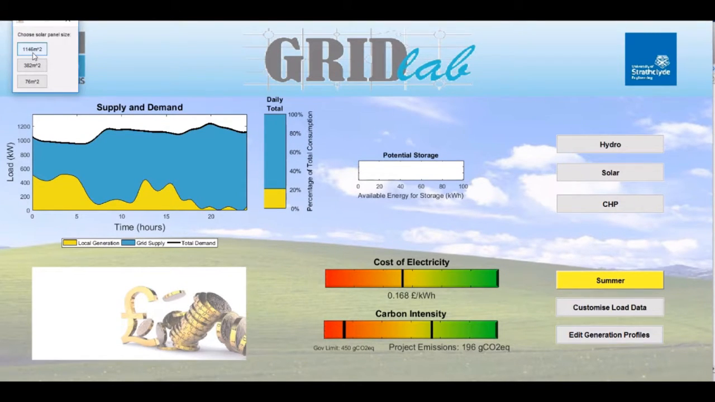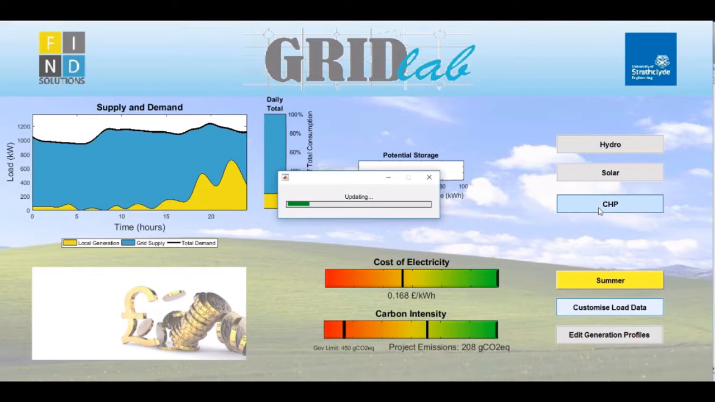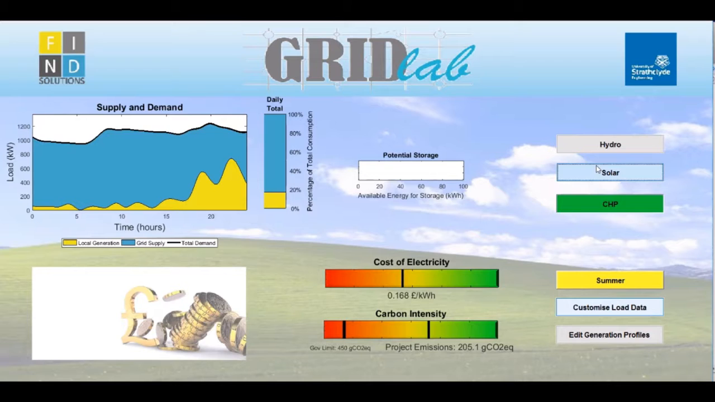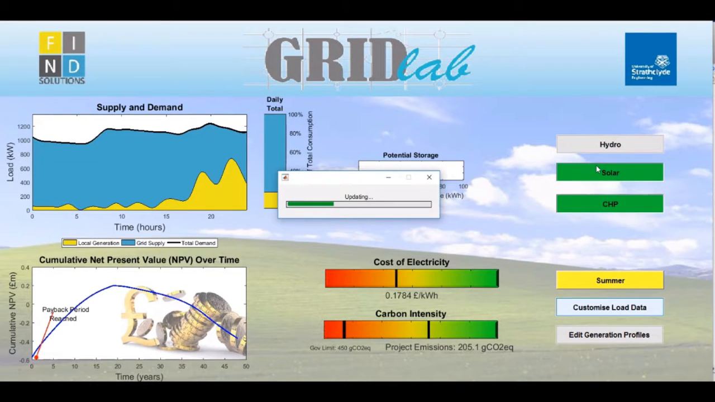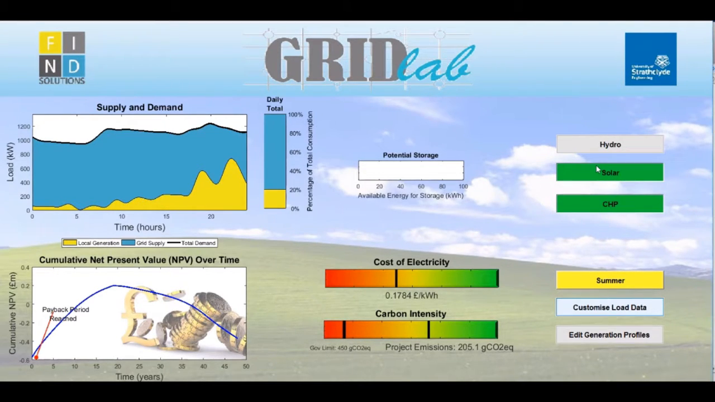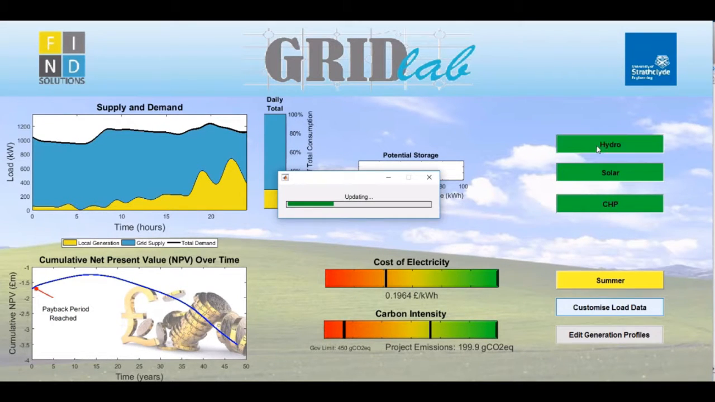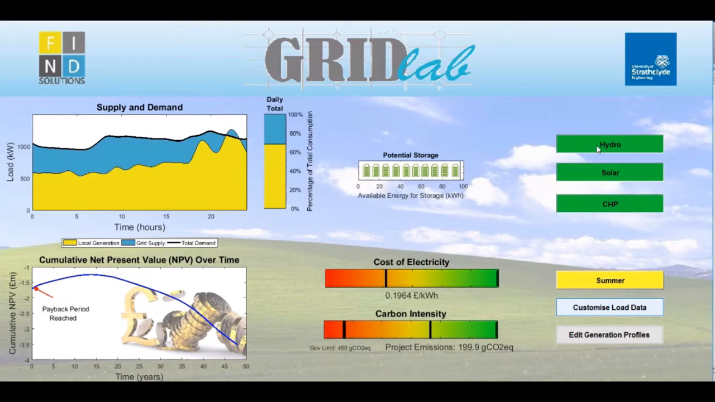To understand the financial impacts of implementing a project, a graph demonstrates the net present value of the project over time with the payback period marked. The cost of electricity over the whole period of the project is shown using a graded colour bar indicator. Similarly, the environmental impact of the project is shown through details of the carbon emissions using the government limit as a reference.